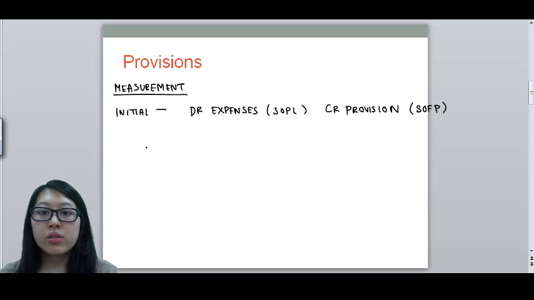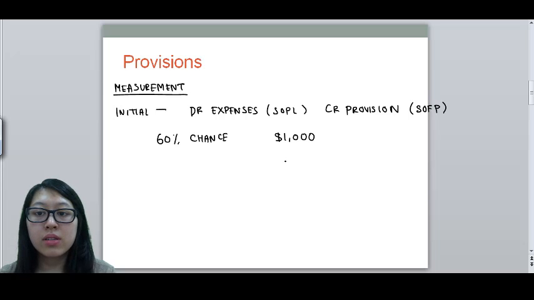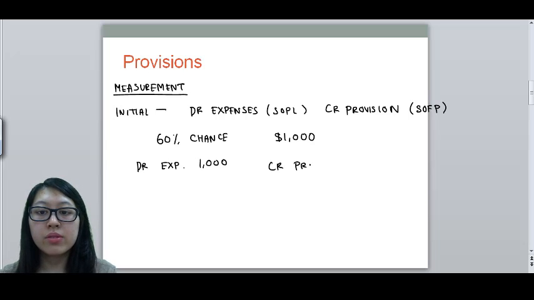So for example, let's say my company is facing a legal claim that has arisen during the year. My legal experts, my lawyers, tell me that there is a 60% chance of the result being me having to pay whoever is suing me, my customer, $1,000. So in this case, I'm going to recognize immediately in my statement of profit or loss $1,000 of expense, and I'm going to create a provision of $1,000 as well. Even though I have not had this outflow yet, I'm still just setting aside $1,000 for safekeeping, just in case I do have to give that $1,000 to whoever's suing me.